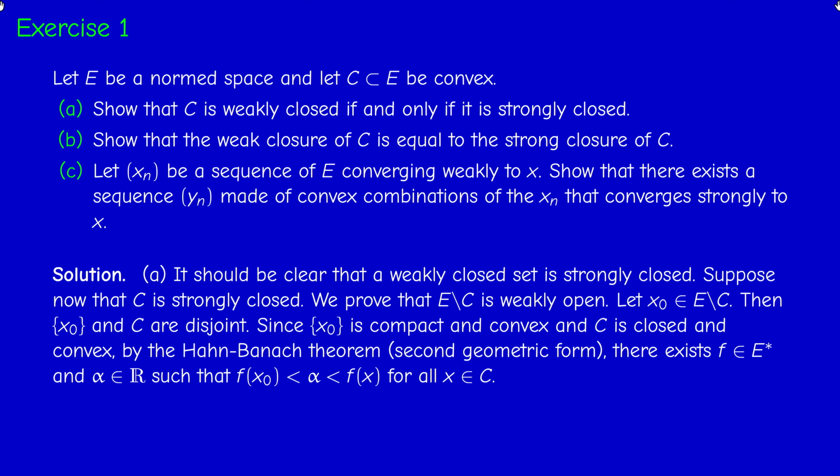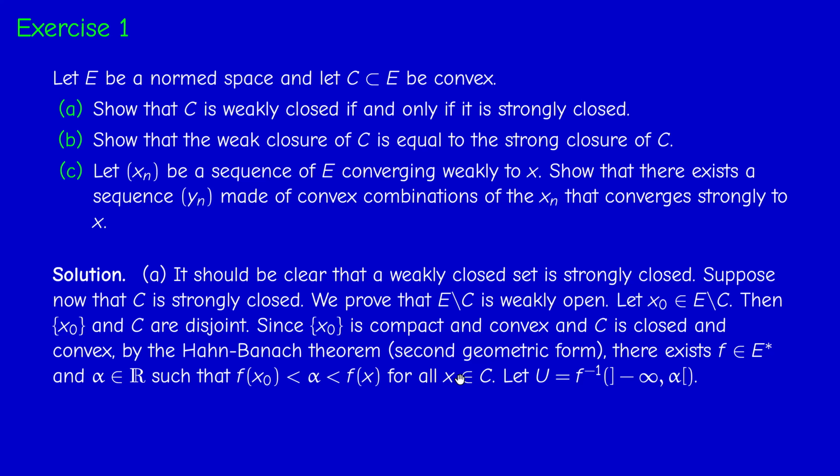So, we do as in the proof that the weak topology is Hausdorff. We take the inverse image under f of the open interval (minus infinity, alpha), call it U. f is linear and continuous, strongly continuous. Therefore, it remains continuous with respect to the weak topology, because the weak topology is the smallest topology that makes these maps continuous. Therefore, the inverse image under f of an open set of R is open in the weak topology. So U is a weakly open set that contains x0, because f(x0) is less than alpha.